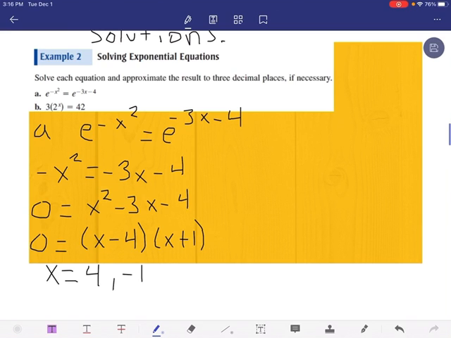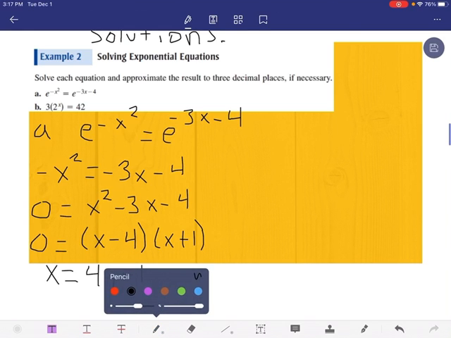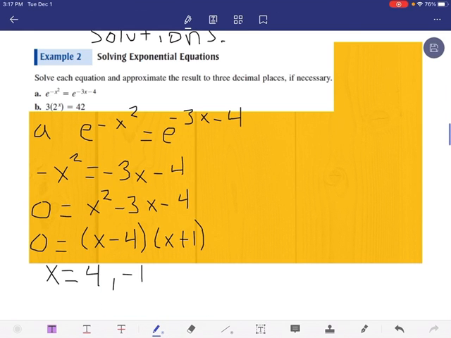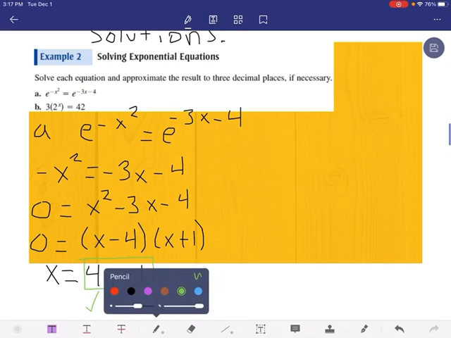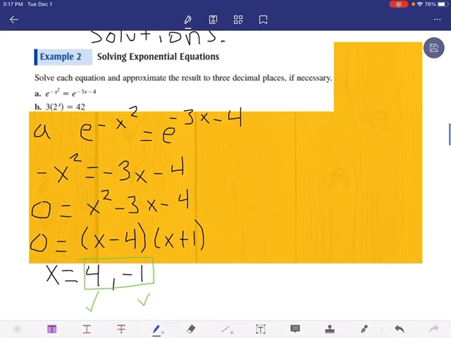And then remember, we want to check our solutions. We can just do a visual check in this case. We want to make sure that it's not going to cause a domain error. But because we're plugging into exponents in this case, we can look and we can kind of see that they're both going to work. So those would be our answers.